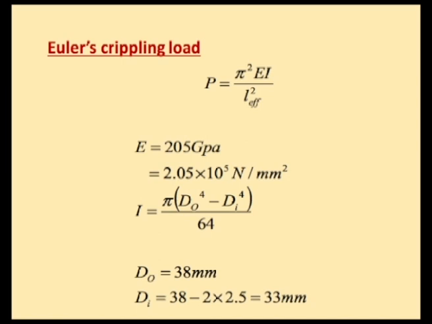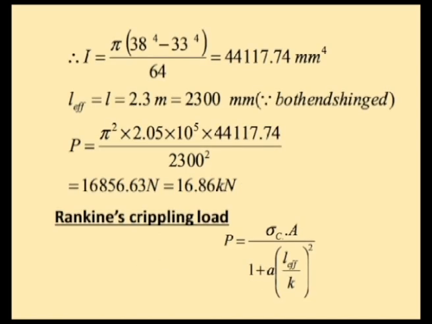So, substituting we will be getting the value of the critical load, and now we will use the Rankine's crippling load. Because this is the thing which we are going to learn new, since we already are familiar with the Euler's crippling load, that will give some value. Now, crippling load by Rankine's formula will be sigma c into A by 1 plus small a L effective by k whole squared.